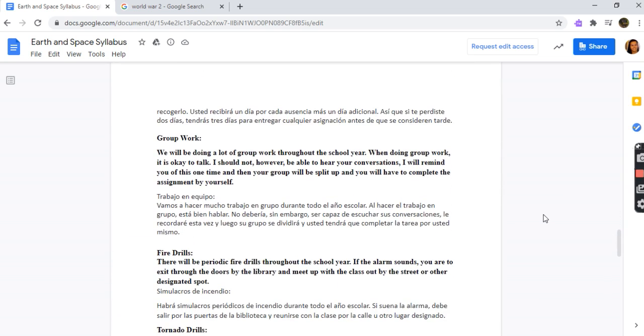Group work. We will be doing a lot of group work throughout the school year. When doing group work, it is okay to talk. I should not, however, be able to hear conversations. I will remind you one time, and then your group will be split up and you will have to complete the assignment by yourself.